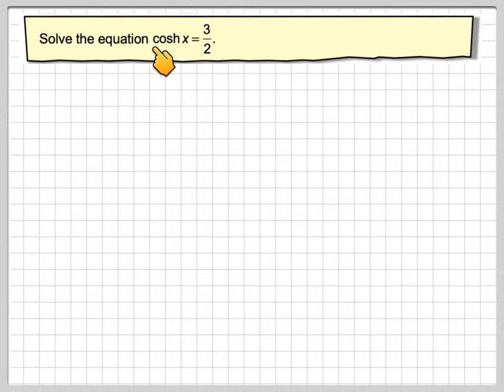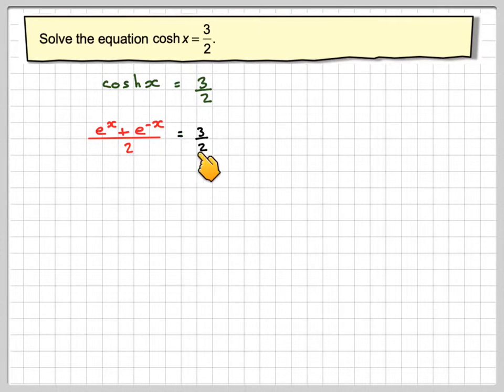Solve the equation cosh x is equal to 3 over 2. So cosh x is equal to 3 over 2. So replacing cosh with (e^x + e^(-x))/2 is equal to 3 over 2. The 2's will cancel out and we get e^x plus e^(-x), which is 1 over e^x, equal to 3.